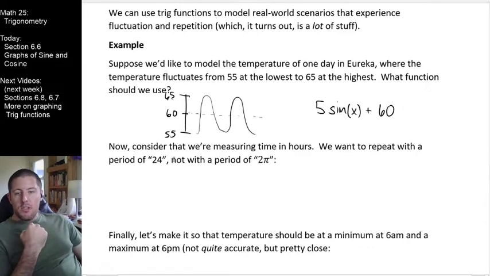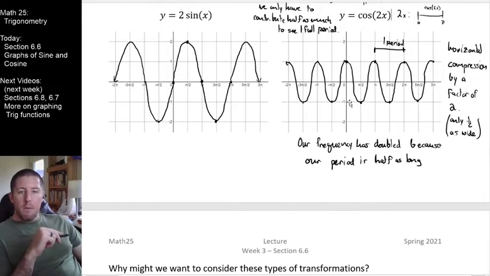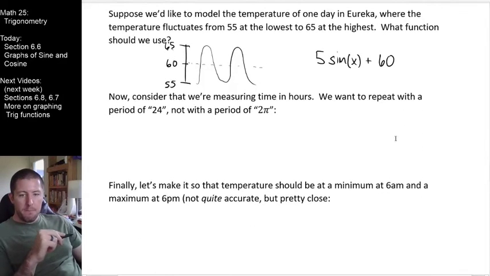Now let's consider that we're measuring time in hours. We want to repeat with a period of 24, not with a period of 2 pi. Sine of x has a period of 2 pi, and we haven't modified it at all. Scrolling back up, I'm remembering that we came up with a way to modify our period before. We're going to need to do a little bit more of a complicated period modeling situation here, but I think we can do it, right?